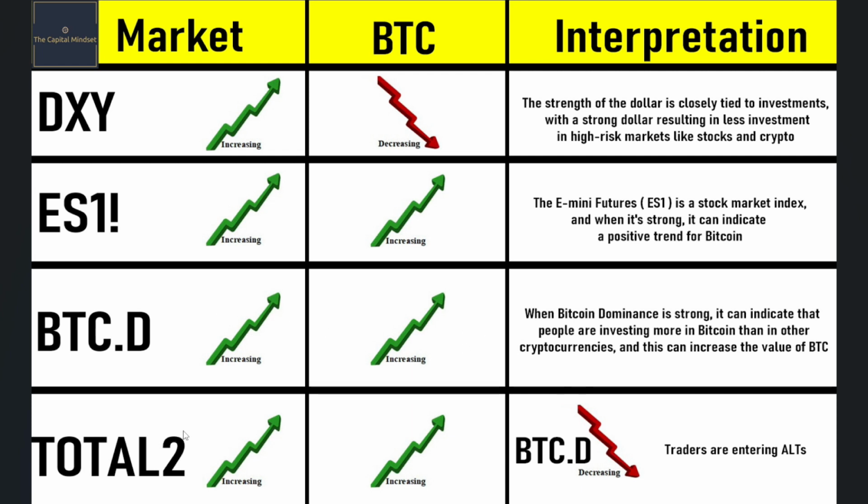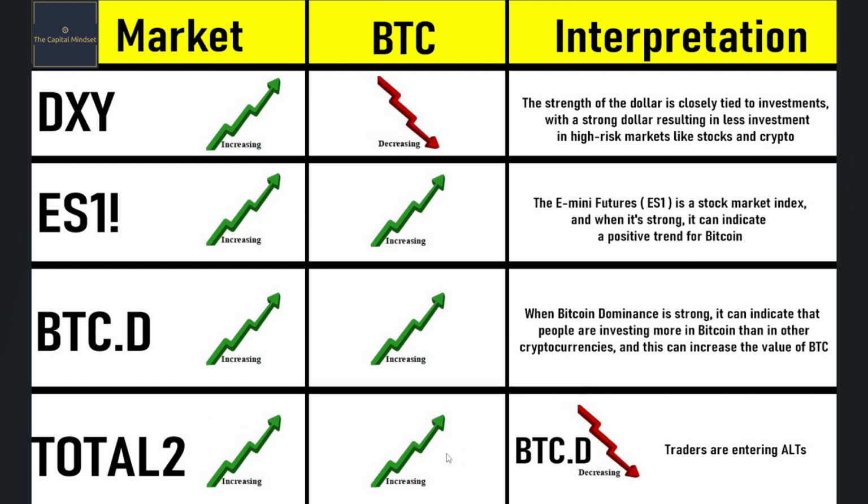Then we have total 2, and this is all of the crypto excluding Bitcoin. So when this goes up and also Bitcoin goes up, then Bitcoin dominance is decreasing. And this was on the last graphic as well. This is all of the altcoins.